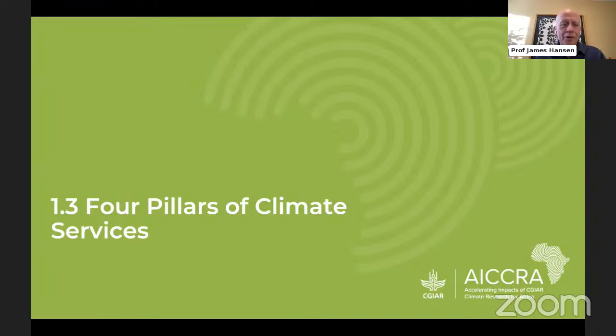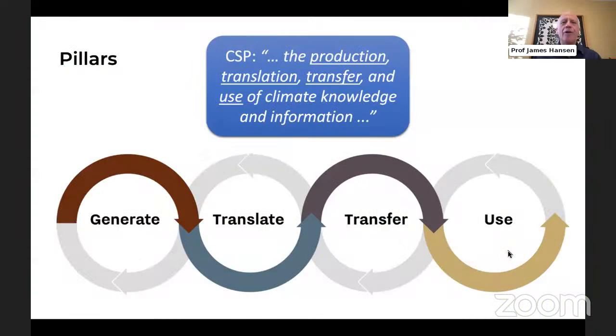The 4 pillars of climate services. You recall that the Climate Services Partnership defines a climate service in terms of the production, translation, transfer, and use of climate knowledge and information. Each of those can be thought of as one of the pillars of climate services. If any of them are missing, you probably don't really have a climate service, or at least it'll be weak and it'll be difficult for decision makers to fully benefit from climate services.